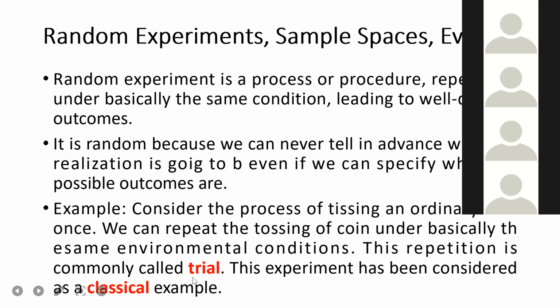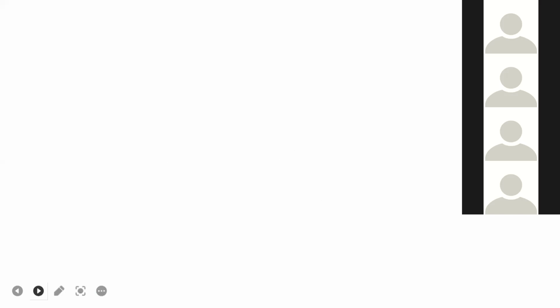Right? So, when we say trial, that is the repetition, commonly called trial. First trial, lumabas head. Second trial, lumabas head again. And the third trial, pwedeng tail na siya. So, that is trial. The repetition. And this experiment has been considered as a classical example. Kaya laging ang example natin sa probability, tossing a coin, rolling a die. Tsaka yung sa when we are given a deck of cards, yan yung mga lagi. Those are example of classical example.